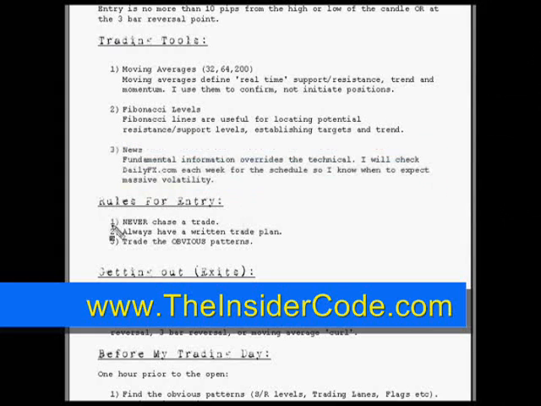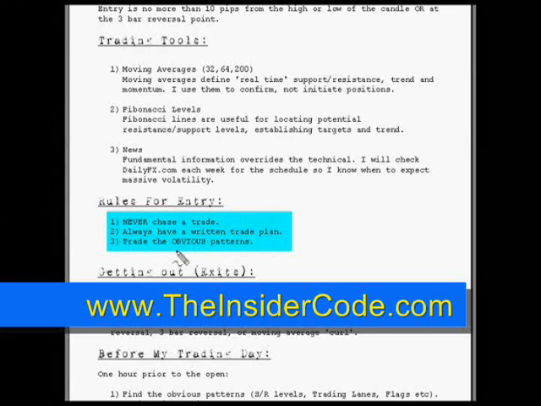Okay, we also have rules for entry. These are 3 key rules. I didn't reprint all the 12 here, but these are the 3 key rules for entry. Never chase a trade. Always have a written trade plan. Always trade the obvious patterns. That is paramount.